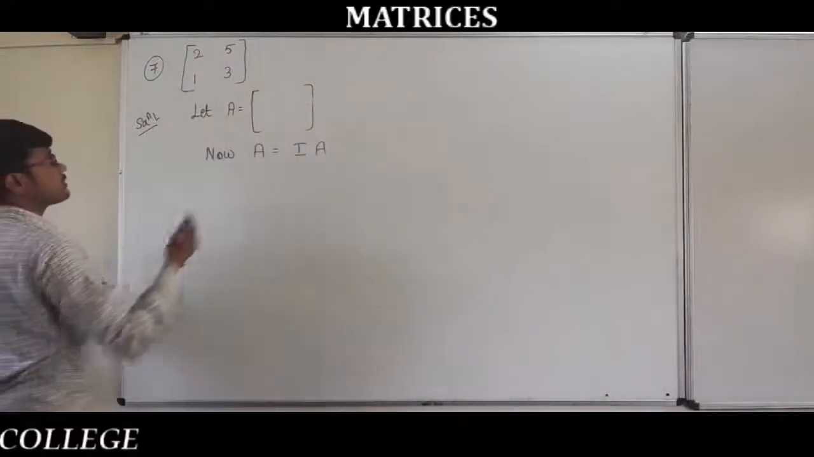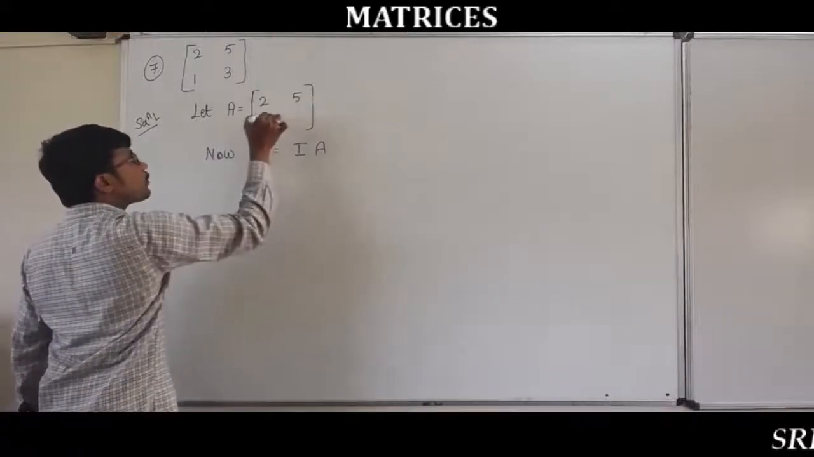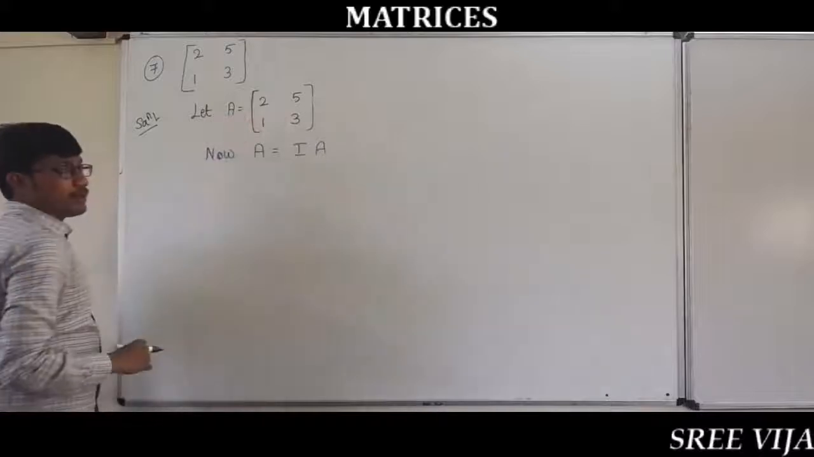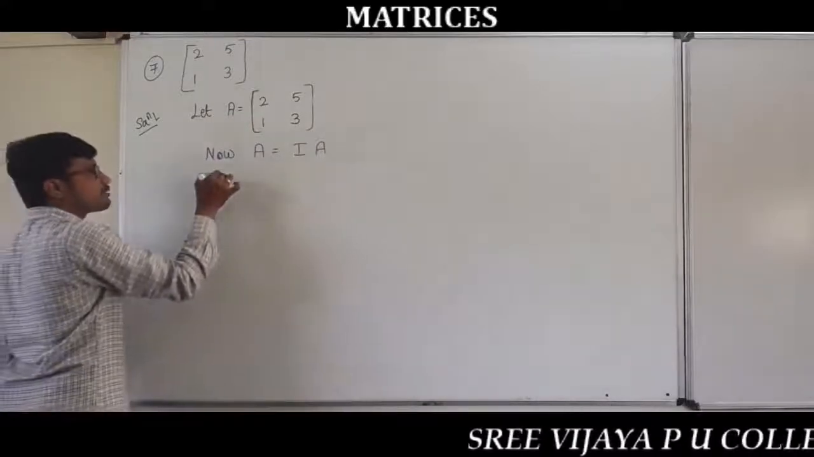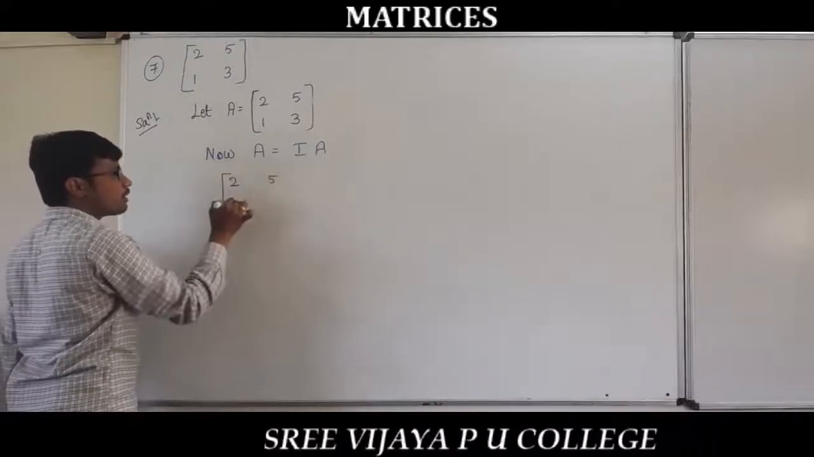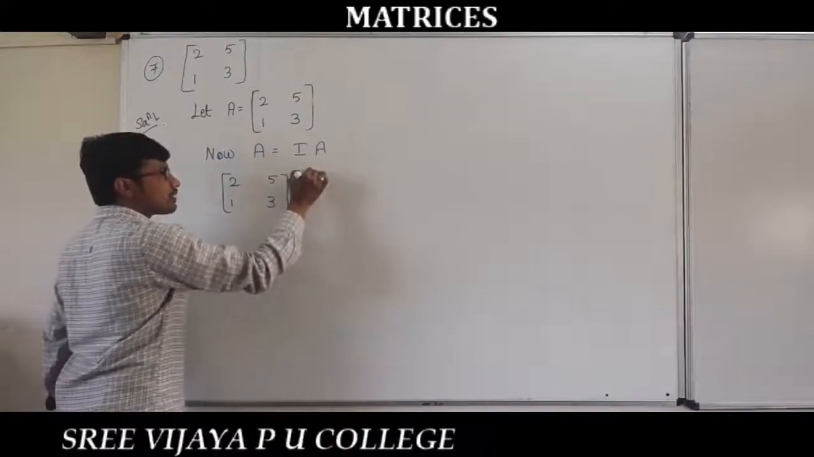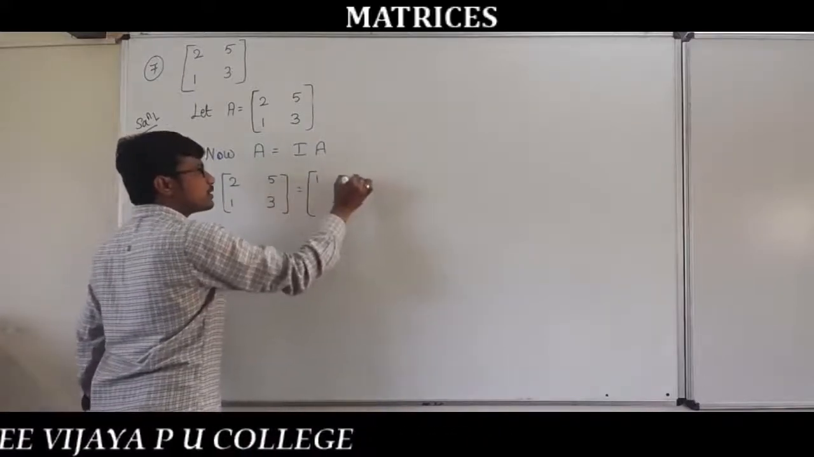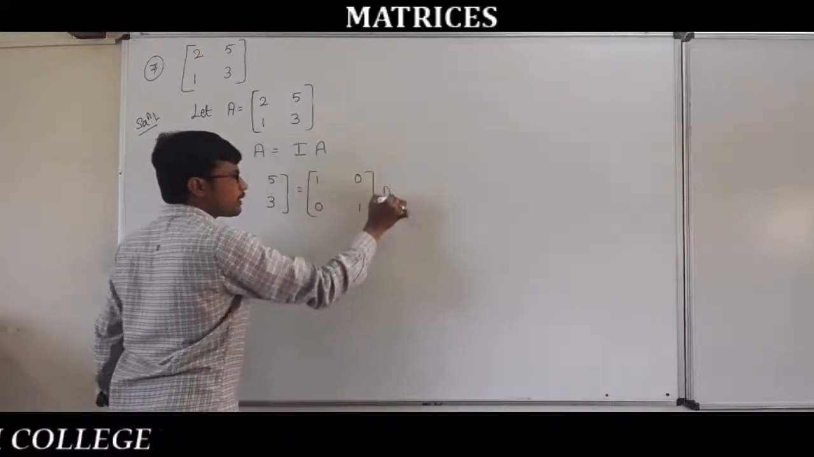You see here? So let A be equal to 2, 5, 1, 3. You are applying A equals I A, that is elementary row operations. What is it here? 2, 5, 1, 3. So this is A. What is this? I is 1, 0, 0, 1, into A.